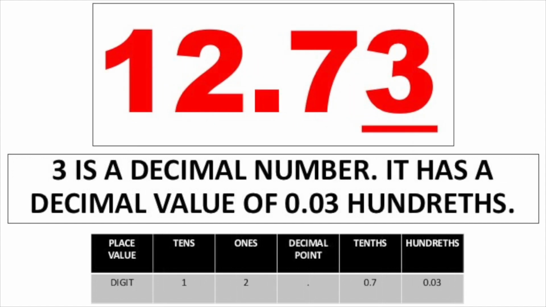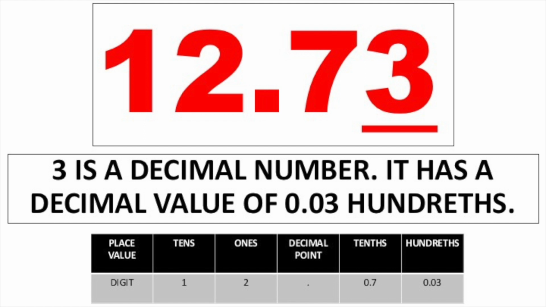Now what number can you see? 12.73. 3 is a decimal number. It has a digit value of 0.03 hundredths. So try to recognize each time we go a stage further after the decimal point, we insert another digit. Tenths have 2 digits, 0. Hundredths have 3 digits, 0.0, and then the digit value.